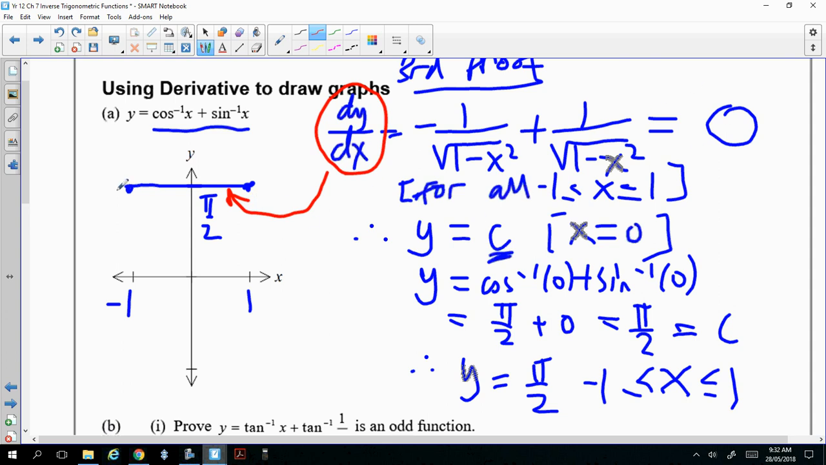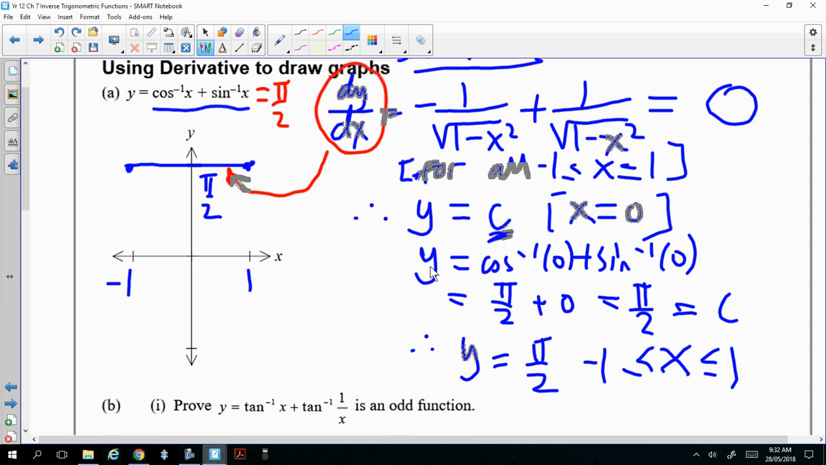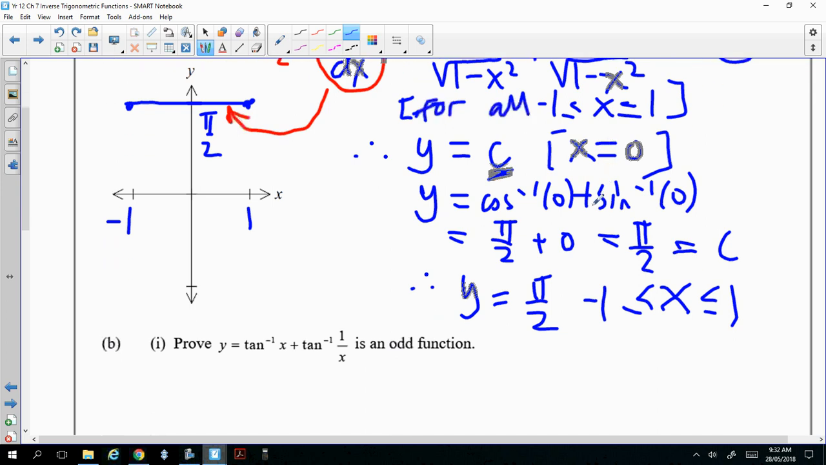Okay, and then we can use a similar idea to draw other graphs. So try to do the next one by using the derivative to show that the graph is a horizontal line. First prove it's an odd function. To prove it's an odd function, you just have to remember from last lesson that the tan inverse of negative x is negative tan inverse of x. That's what we proved last time on page 10, I think. Yep, page 10.